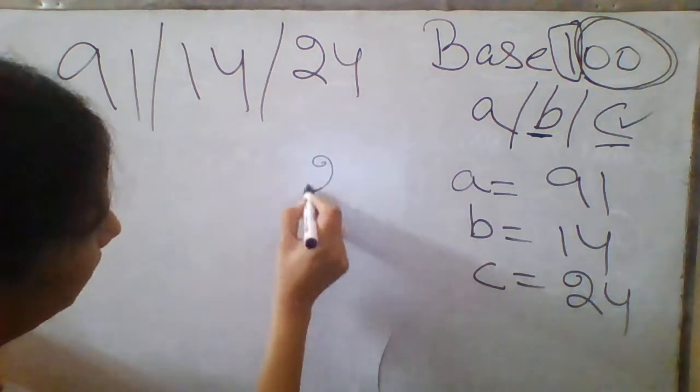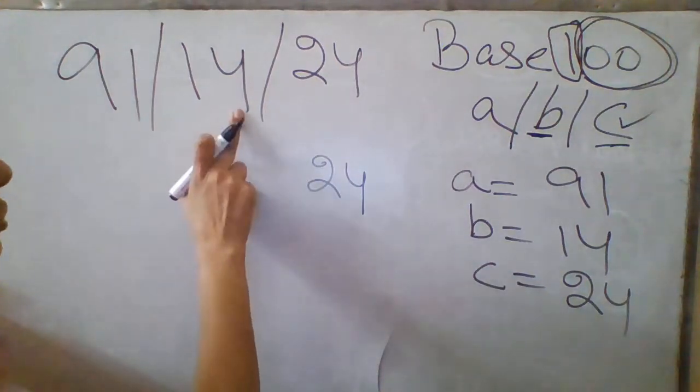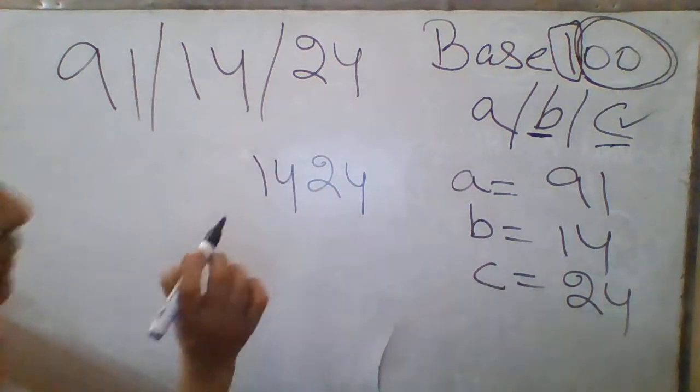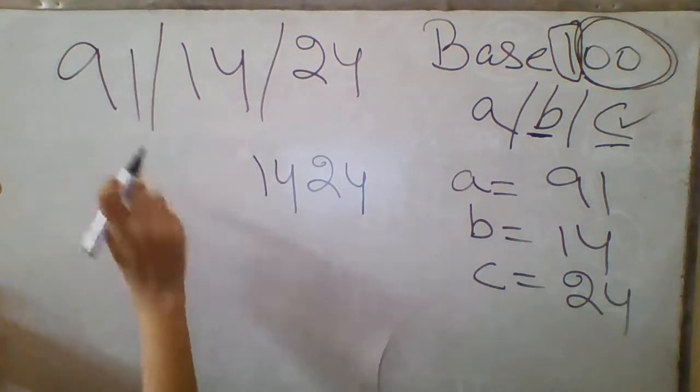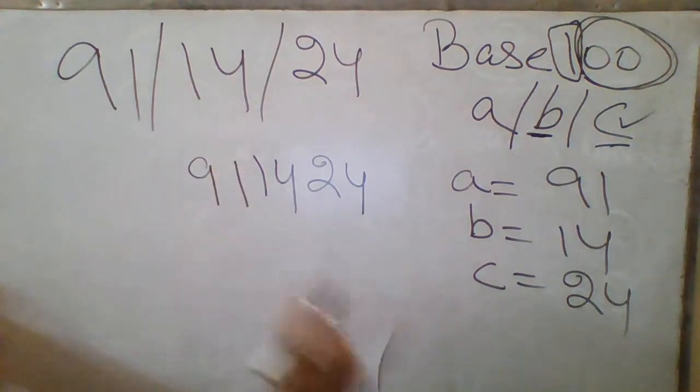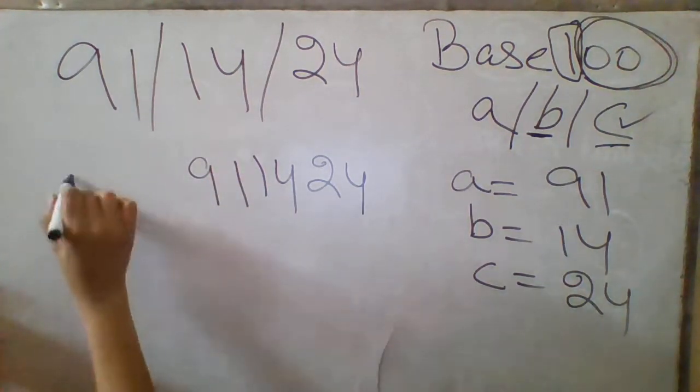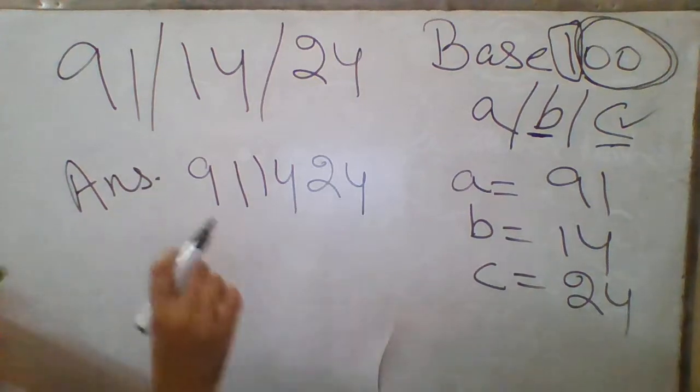Write down these 2 digits from this part. Here also you have 2 digits. Write down these 2 digits in this part. Here also you have 2 digits. Write down these 2 digits in this part. And now this is your final answer.